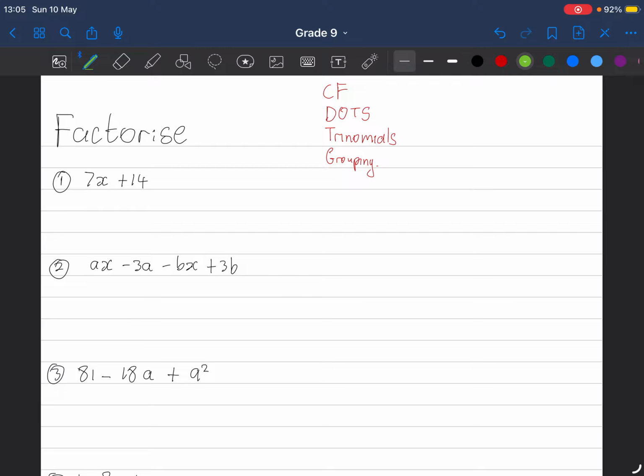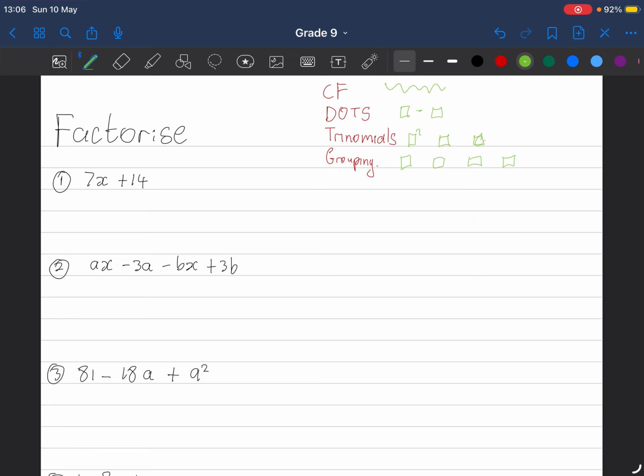Now, just to recap, dots usually means we have two terms that are both perfect squares and there's a minus between them. Trinomial means three terms where there's a squared term at the beginning, then a variable term, and then something called a constant. Grouping generally has four terms, and common factor can be any number of terms.